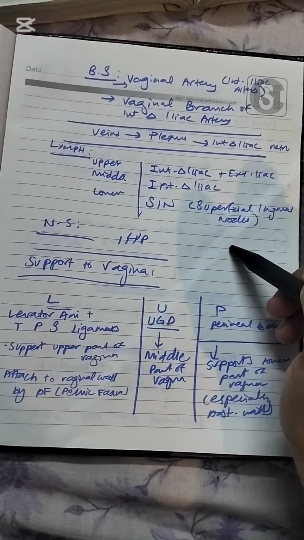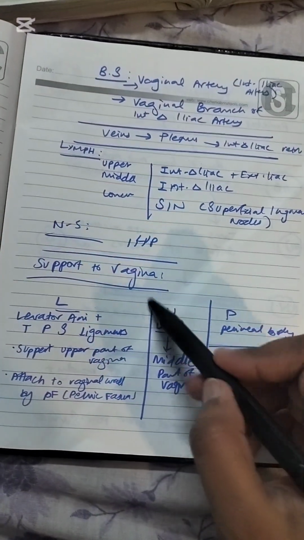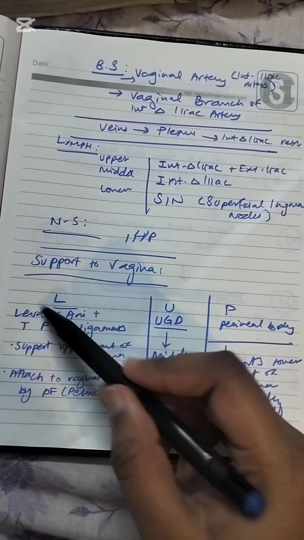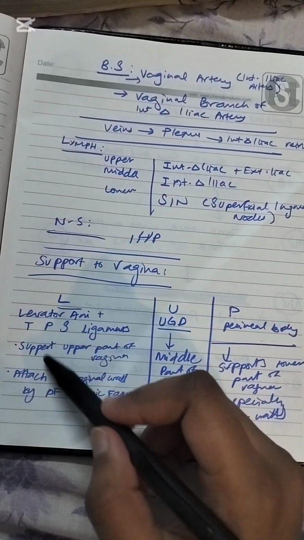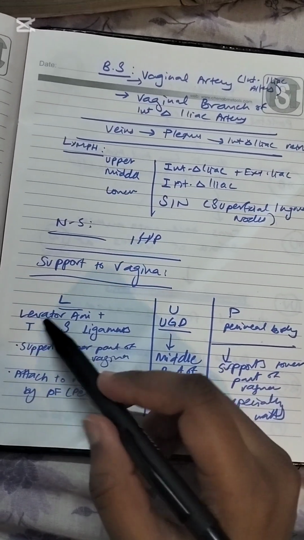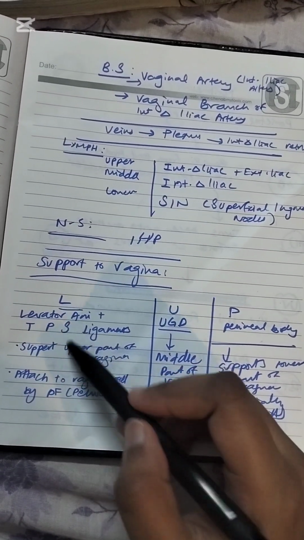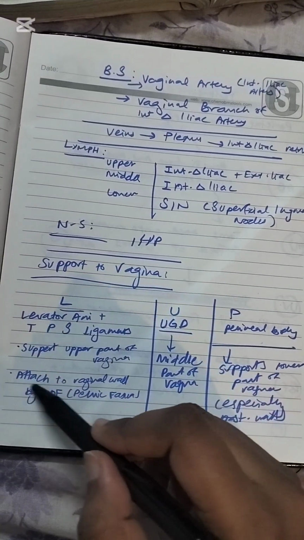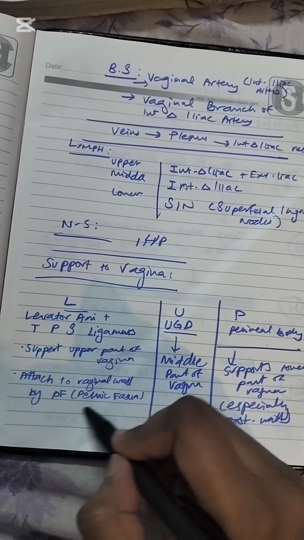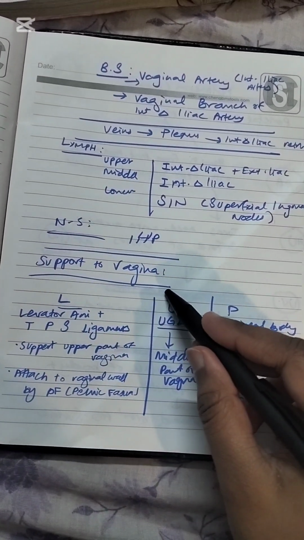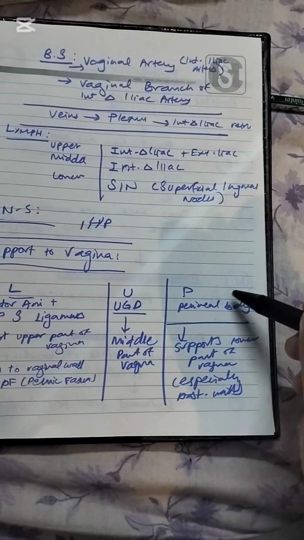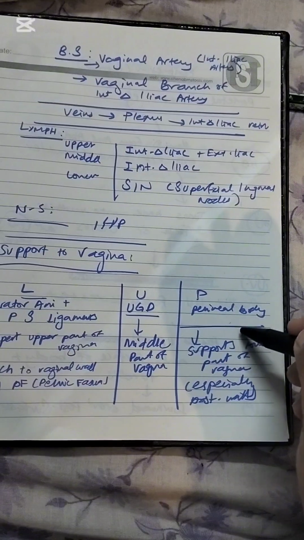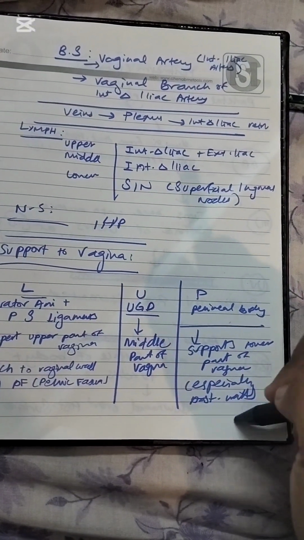The nerve supply is the inferior hypogastric plexus, and the support of the vagina is through LUP. L is for the levator ani muscle and the ligaments of the vagina, which are the transverse cervical, pubocervical, and sacrocervical ligaments. They support the upper part of the vagina and attach to the vaginal wall by pelvic fascia. Now let's talk about the middle part of the vagina, which is supported through the urogenital diaphragm, and the lower part of the vagina is supported by the perineal body, which supports especially the posterior wall.